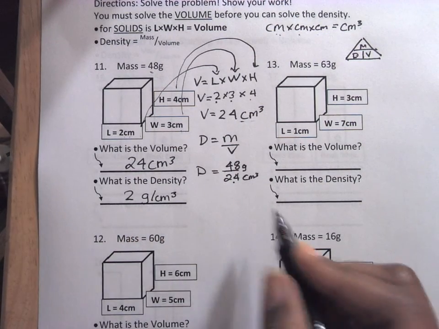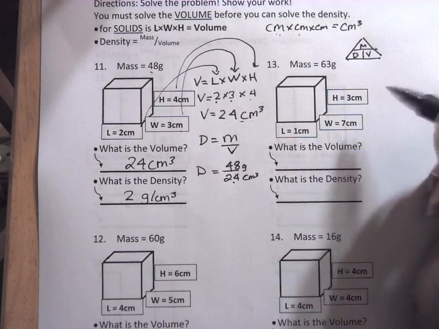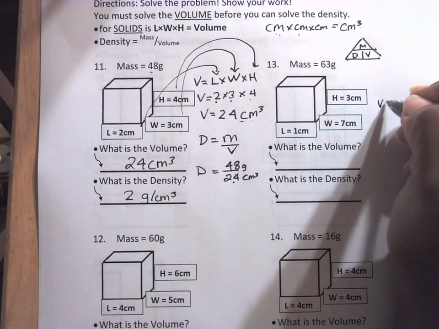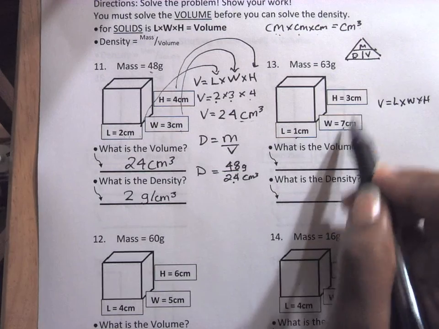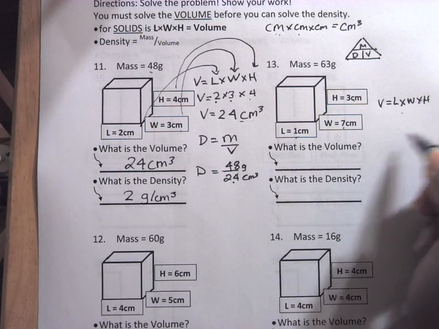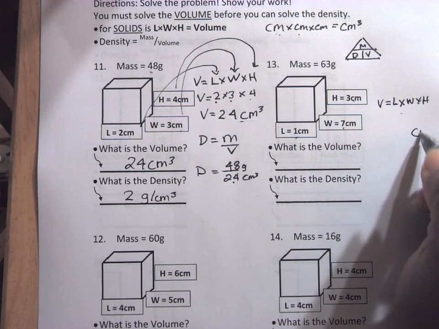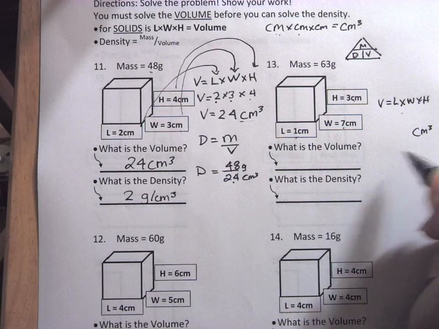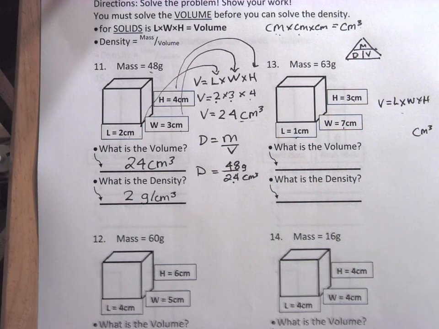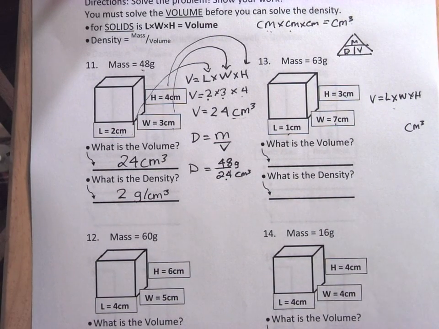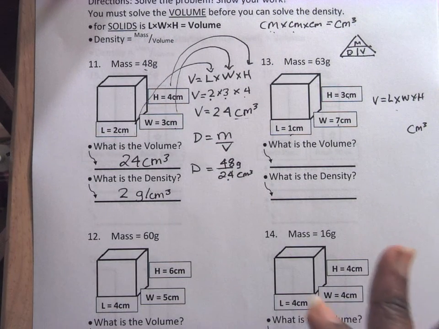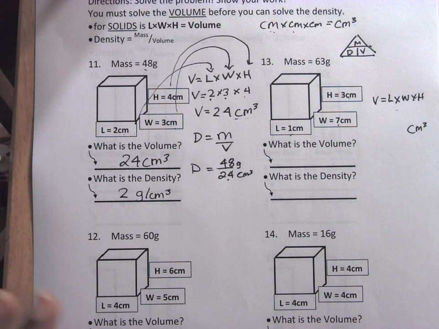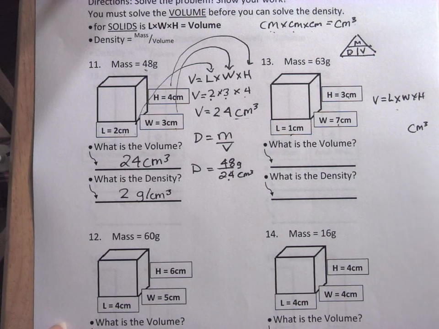So that's it. The steps are to solve for the volume first. For this one, volume is equal to length times width times height, so that means multiplying these numbers together. Then don't forget that your units for volume are going to be centimeters cubed. Once you have that, you can solve for the density. That's the first set of challenge problems. If you want to get started on those, pause the video, and in a moment I'll show you how to do the last set.